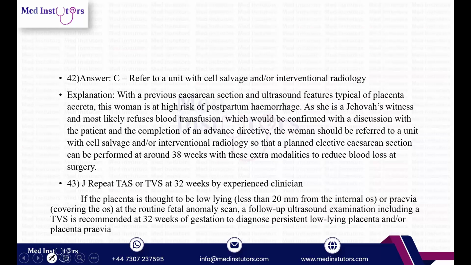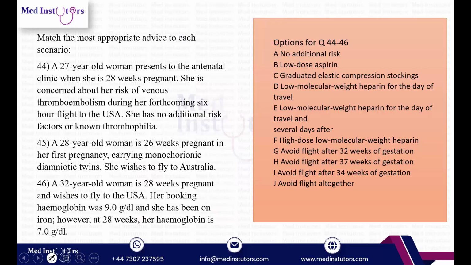With the previous cesarean section and ultrasound features which are typical of placenta accreta, this woman is at high risk of postpartum hemorrhage, and as she is a Jehovah's Witness she most likely refuses blood transfusion. She would require a discussion with the patient and the completion of an advanced directive. The woman would be referred to a unit with cell salvage and or interventional radiology so that a planned elective cesarean section can be performed at 38 weeks with these extra modalities to reduce blood loss at surgery. Okay, and this is done. This was correct, so I'm not going into much detail.